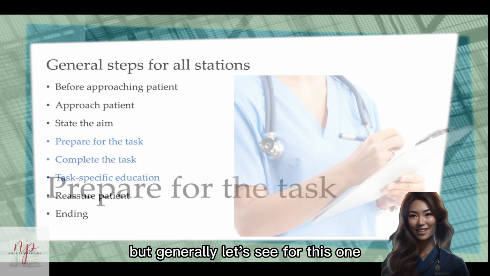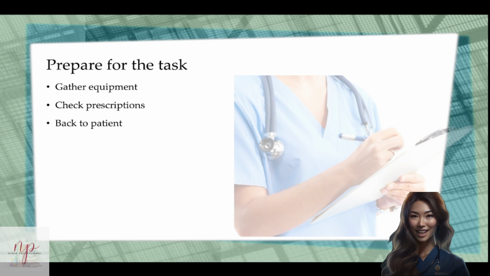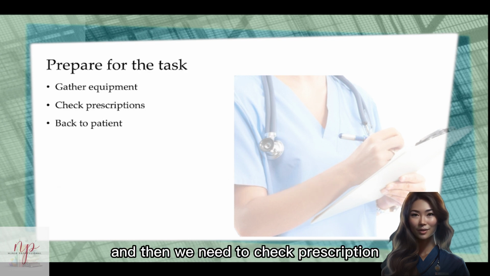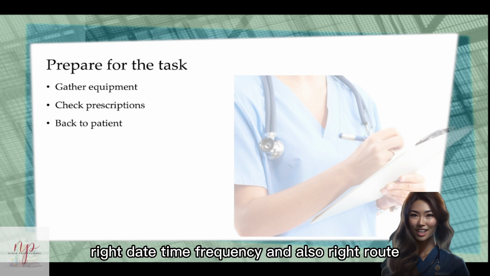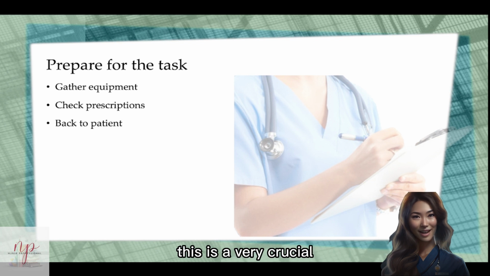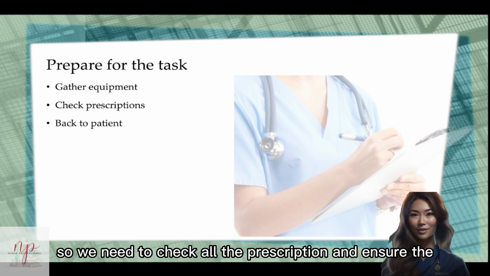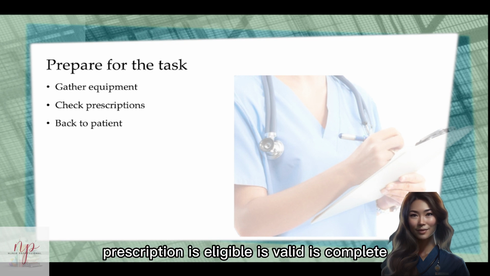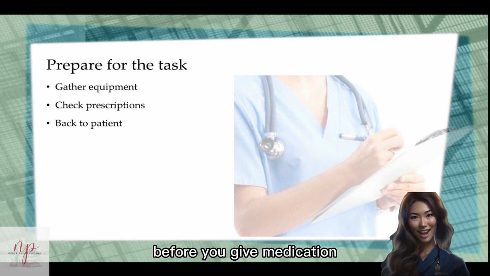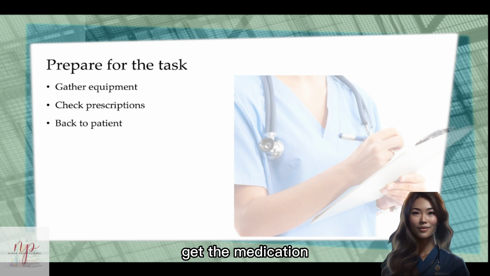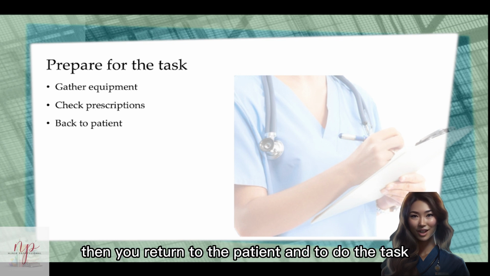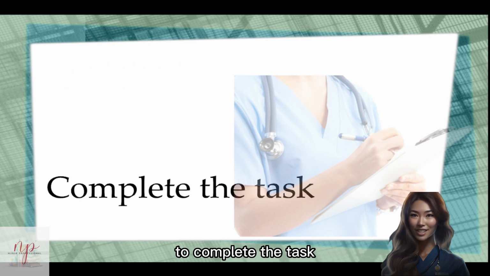But generally, for this one, prepare for the task. Normally we need to gather the equipment, and then we need to check the prescription if you are giving medication. Alright, and then we need to check the 5 rights: right patient, right drug, right dosage, right date, time, frequency, and also right route. These are very crucial, so we need to check all the prescription, ensure the prescription is legible, as well as complete before you give medication. And then after you have gathered all the equipment and also got the medication, you return to the patient to complete the task.